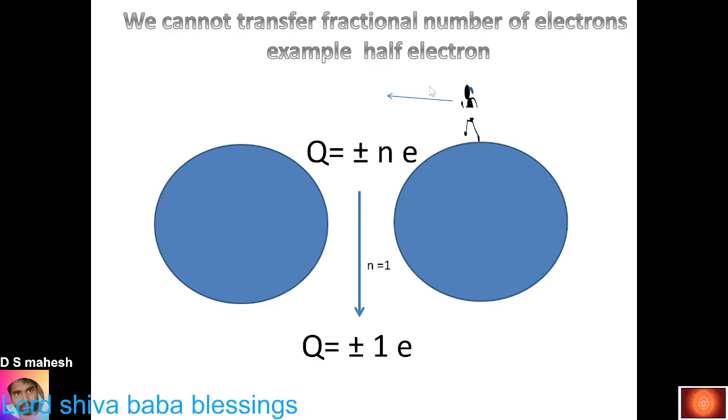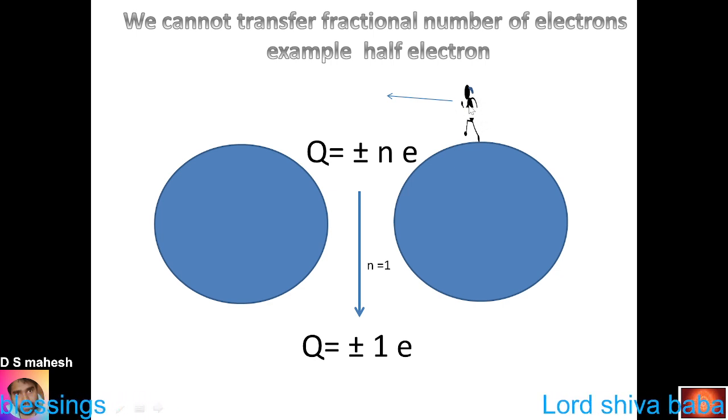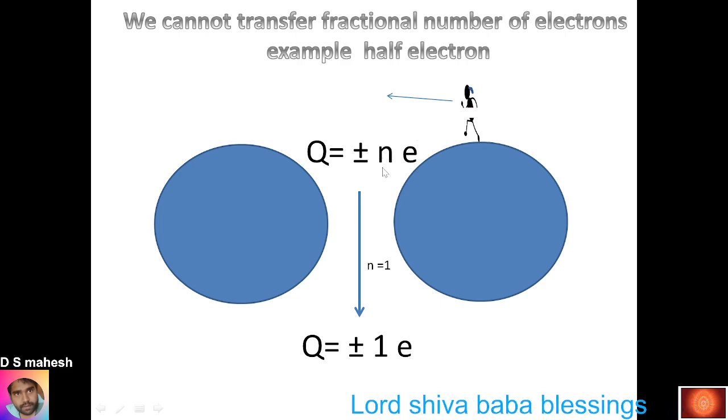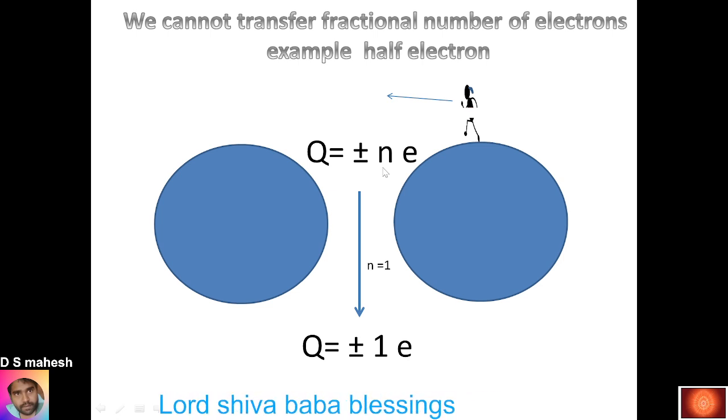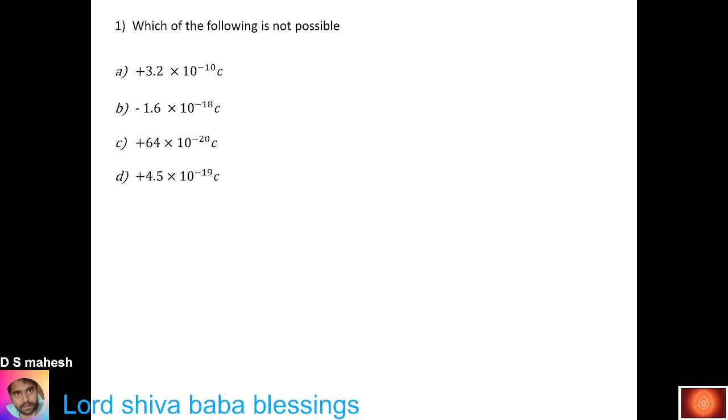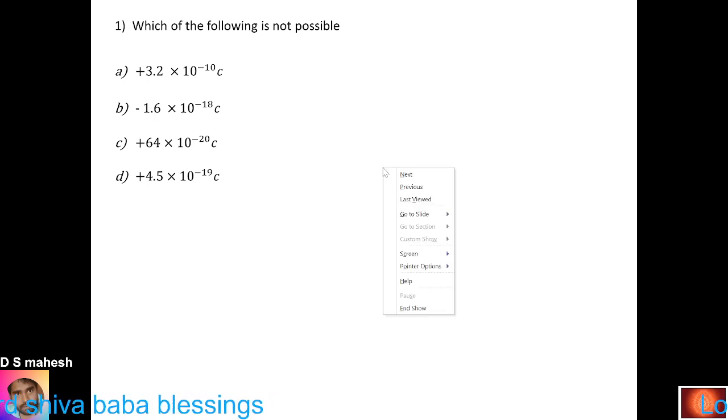We cannot transfer fractional numbers of electrons, that is we cannot transfer half, that is 0.5 or 1.5. That cannot be transferred. So n should always be an integer. It starts from 1, and 1 is the minimum value. Now let us look at some of the questions.